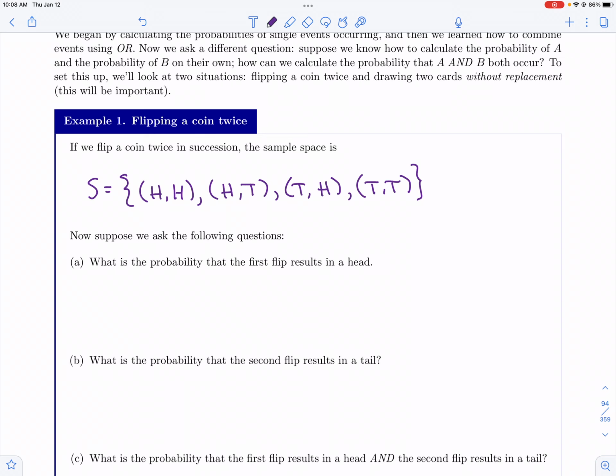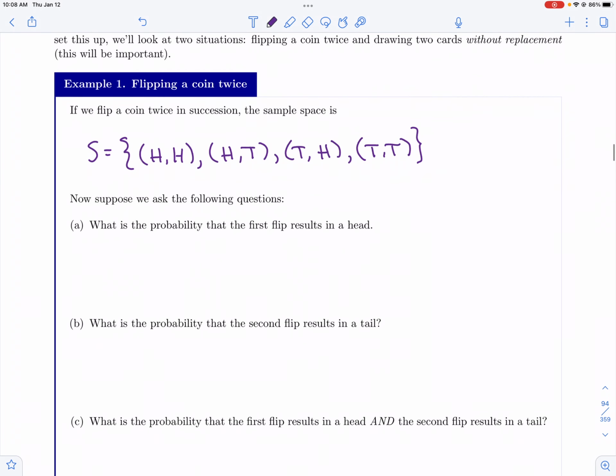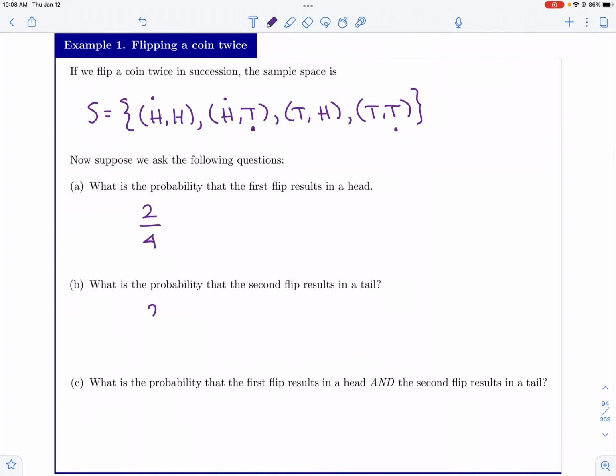So for this one, we want to say what's the probability that the first flip results in heads. We're looking for which ones had heads on the first flip. It looks like we've got 2 of those, so we've got 2 out of 4. What's the probability that the second flip results in a tail? In this case, we've got this one and this one. So it looks like we've got 2 out of 4.